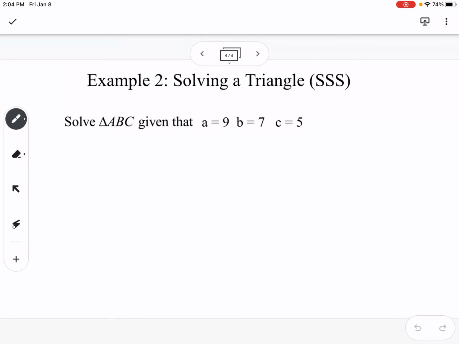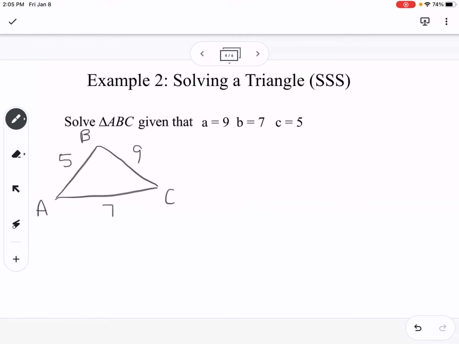Now solving a triangle side, side, side. The important thing to note is the same reason we talked about with cosine differentiating between acute and obtuse, but sine not. Okay, so C is 5, trying to talk and teach at the same time, A is 9, B is 7. There we go. So we have side, side, side.